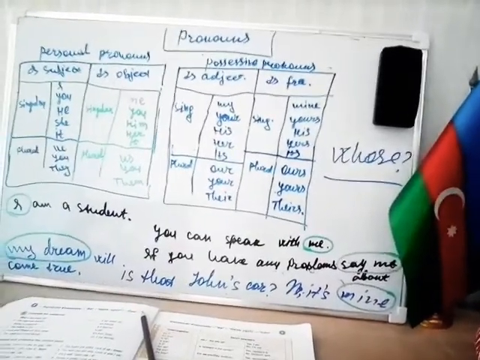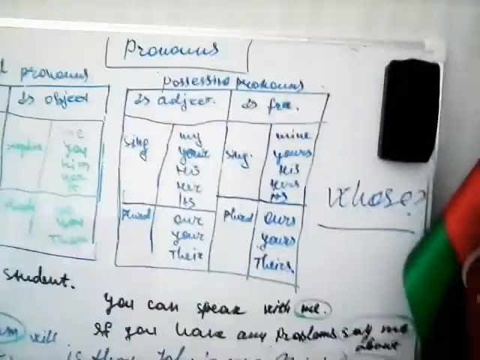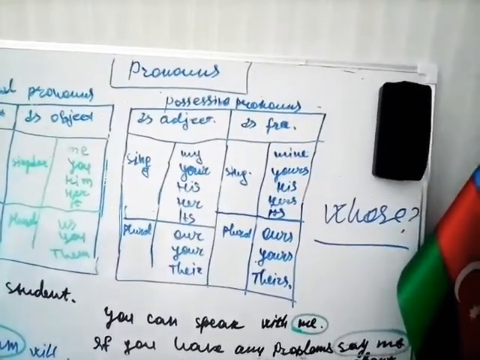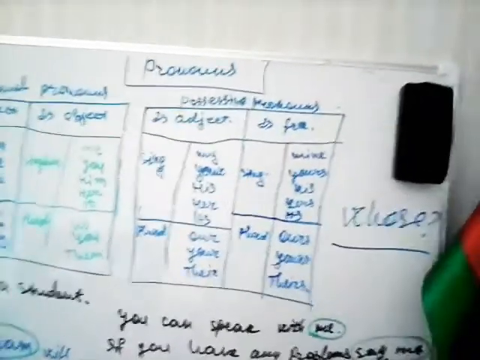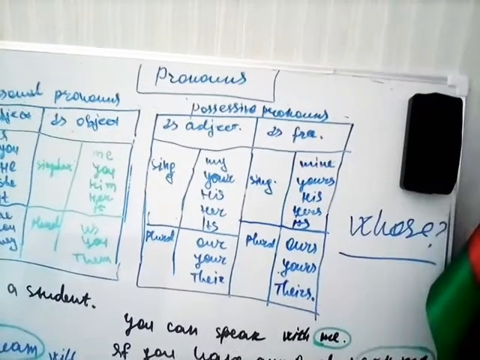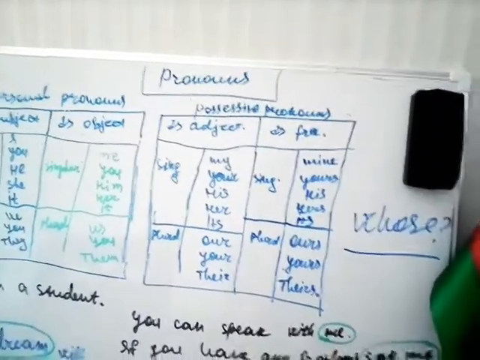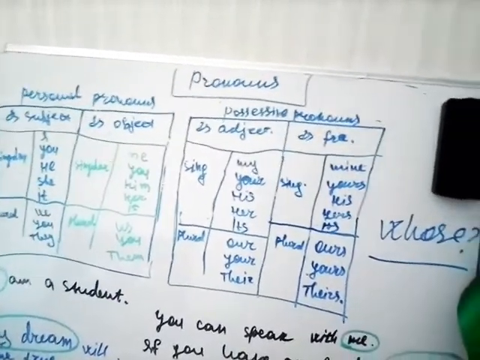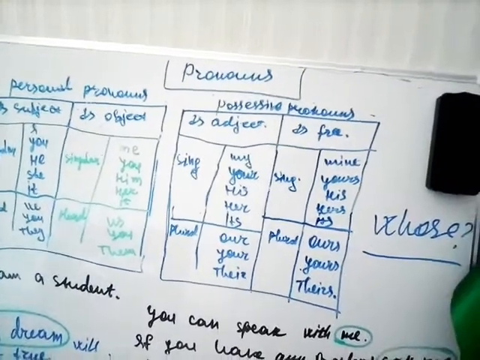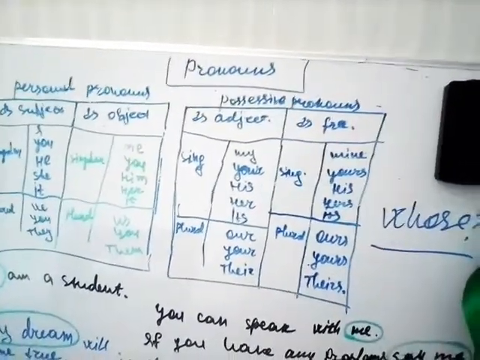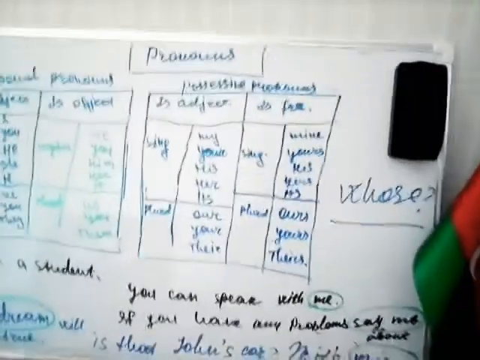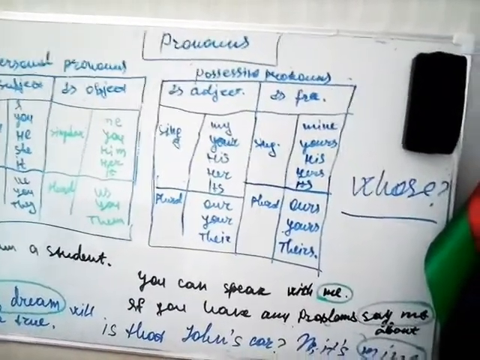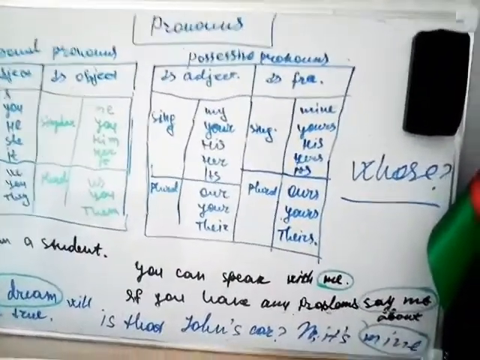Next, which question can we use for possessives? We use whose. It's used not only with nouns, but also with possessive pronouns. Whose asks questions about possession. For example, whose coat is this? It's mine, you can say. That's all. I wanted to explain to you the different sides of pronouns.